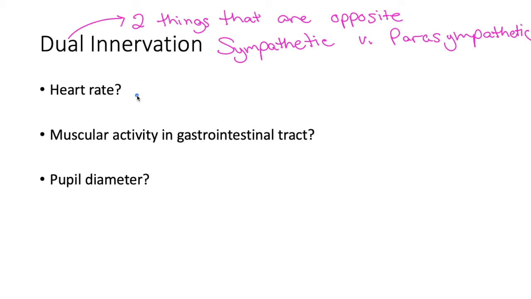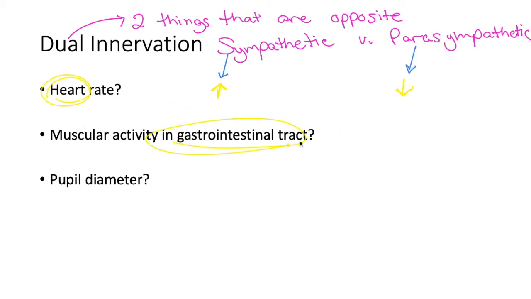So for instance, heart rate. Sympathetic system is going to increase your heart rate, whereas parasympathetic is going to decrease your heart rate. So they do opposite things, but they're both targeting the heart.